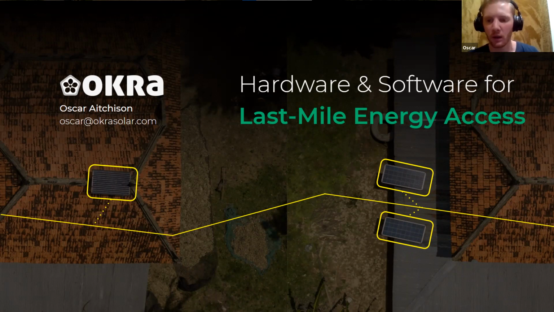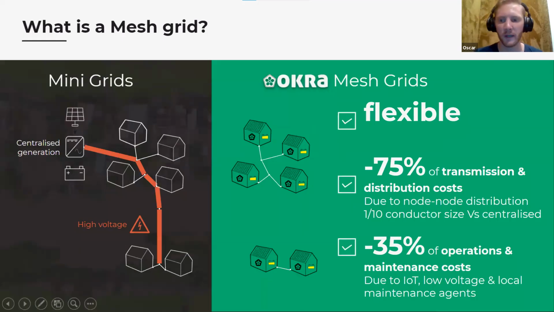Next slide, please. I'll just quickly explain what a mesh grid is. You can think of it simply as a network of interconnected solar home systems. At each house, there is a solar panel and a battery and our device, and power can be shared as needed between the houses.